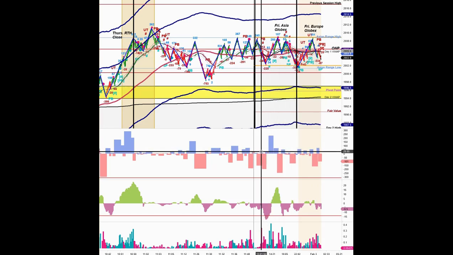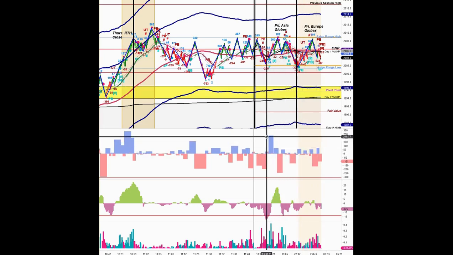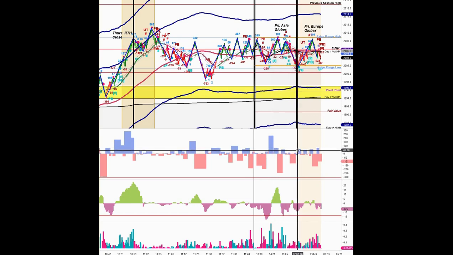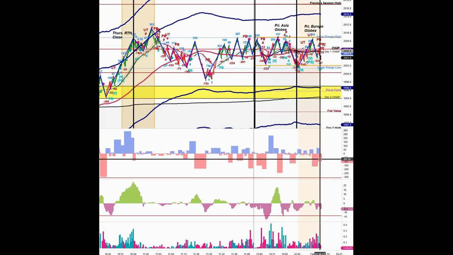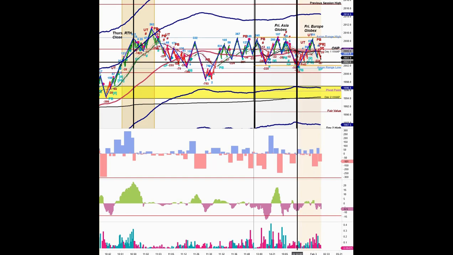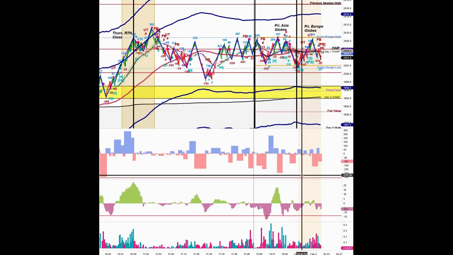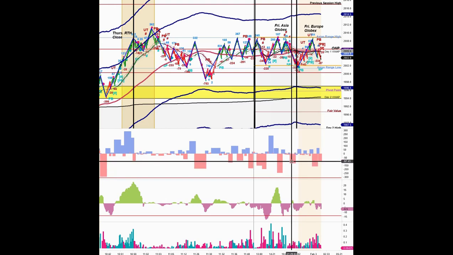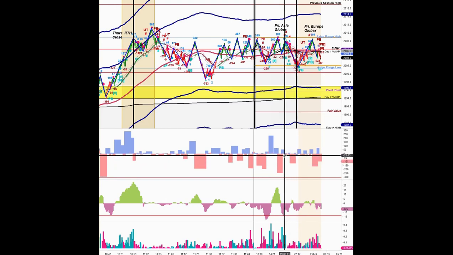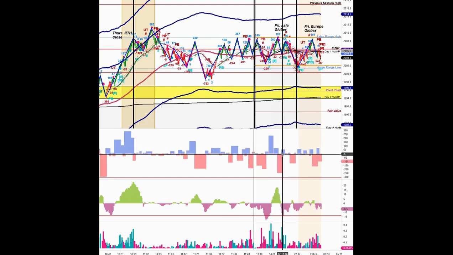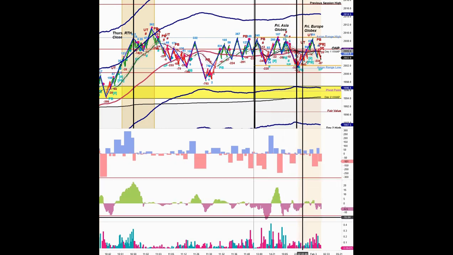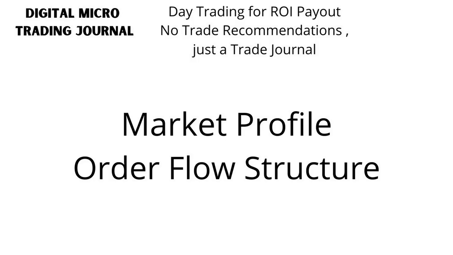So as far as strength of the hits goes, you can see it's just very diminished demand. We've had some supply come in, but it's not moving price out of the bracket. So really nothing to pay attention to here until we get that 8:30 a.m. Eastern Standard Time non-farm payroll. So last chart, market structure.